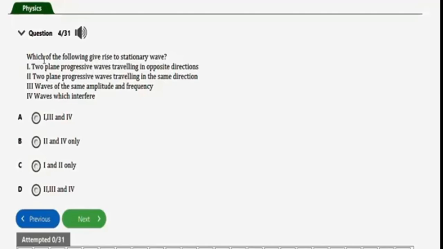That one is correct. Two plane progressive waves traveling in the same direction is not correct. Alright, they travel in opposite direction. Alright, so I is correct. III is also correct, and IV is correct. So the correct option here is option A, which is I, III and IV. Alright, so that's it for this question. Let's go to the next one.